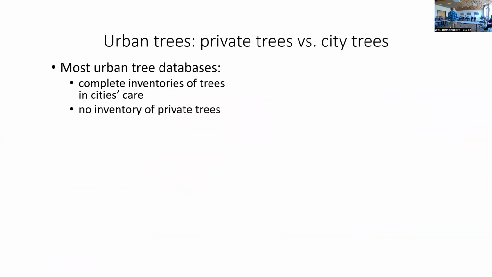But then when you look at our urban trees, we have a bit of a problem here, because most urban tree databases only show complete inventories, but only of the trees that are in the cities' care. So we don't know what people were planting in their gardens, and that is a big hole, because these trees planted in gardens make up a large part of the number of trees in our cities.